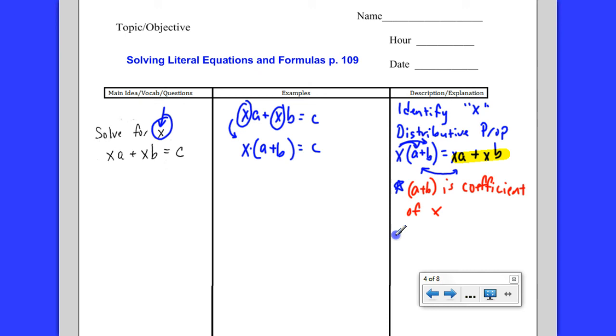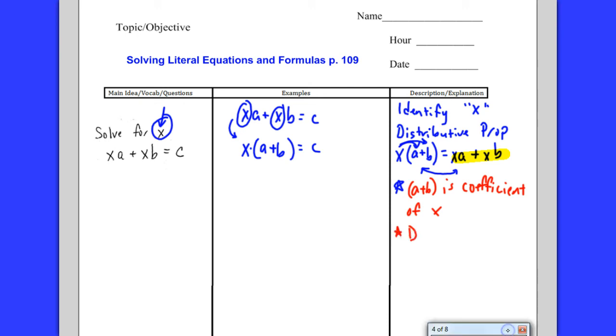So you know what we're going to do? We're going to divide. Let me get rid of this little box in the corner here. Give me some more writing space. There we go. What we are going to do is divide both sides by a plus b.